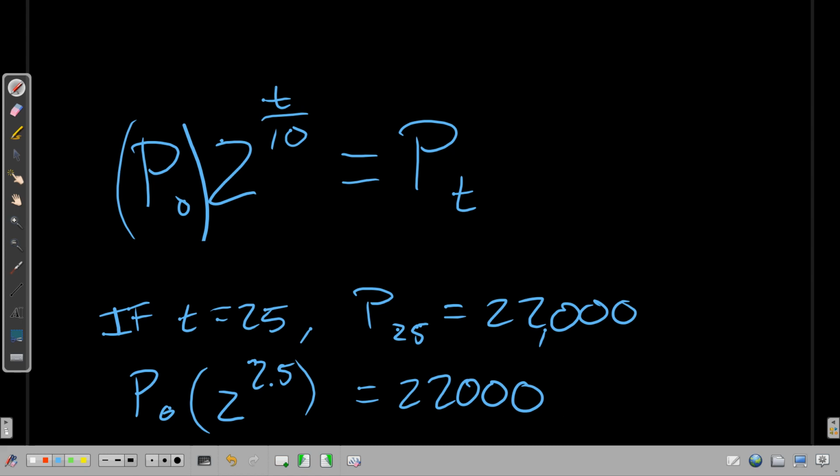All right, well, I'll get out my calculator here and say 22,000 divided by 2 to the power of 2.5. This equation tells us that p sub 0 was approximately 3889.087. And if I round to the nearest whole number, then it'd just be 3889.